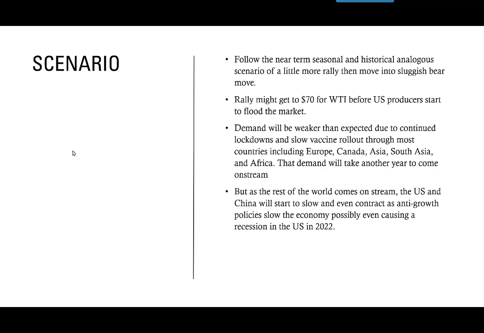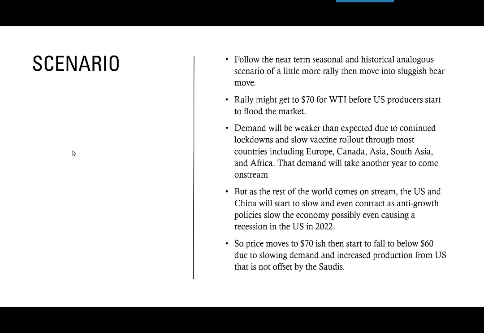But as the rest of the world comes on stream, the US and China will start to slow because of anti-growth policies in the US and China. For example, China's probably going to be instituting a property tax. They have a trial going on right now, but they want to expand that trial. Well, that means the housing sector is going to come under pressure, which means there won't be any new housing, which means the economy will start to contract. So anti-growth policies in the US and China are going to slow the economy, possibly even causing a recession in the US and very slow growth in China.